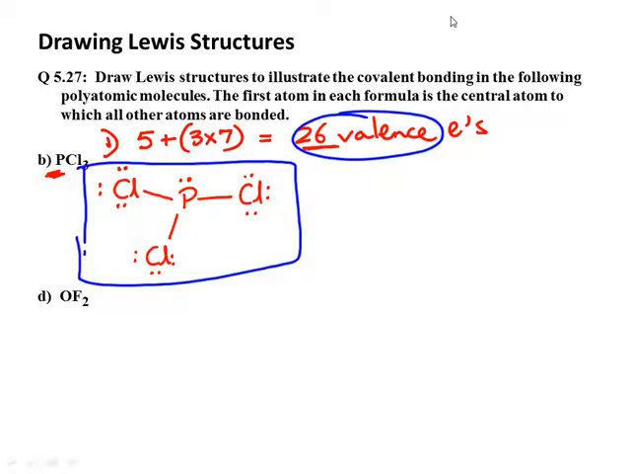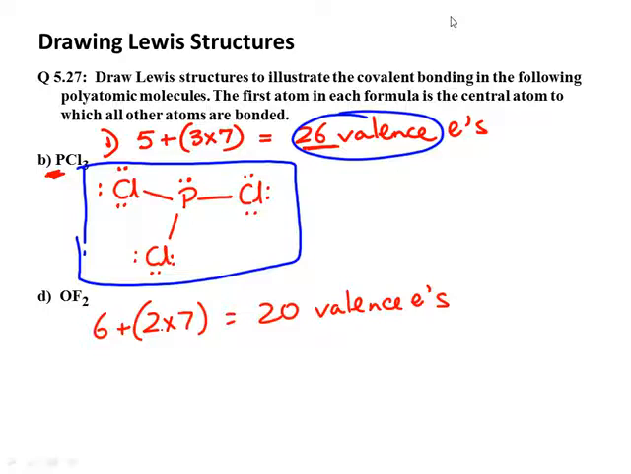Let's do the same procedure for OF2. Once again, count the number of valence electrons. Oxygen has 6 plus 2 times 7 for 2 fluorines gives us 14 plus 6, 20. So we have 20 electrons to play with in this case.